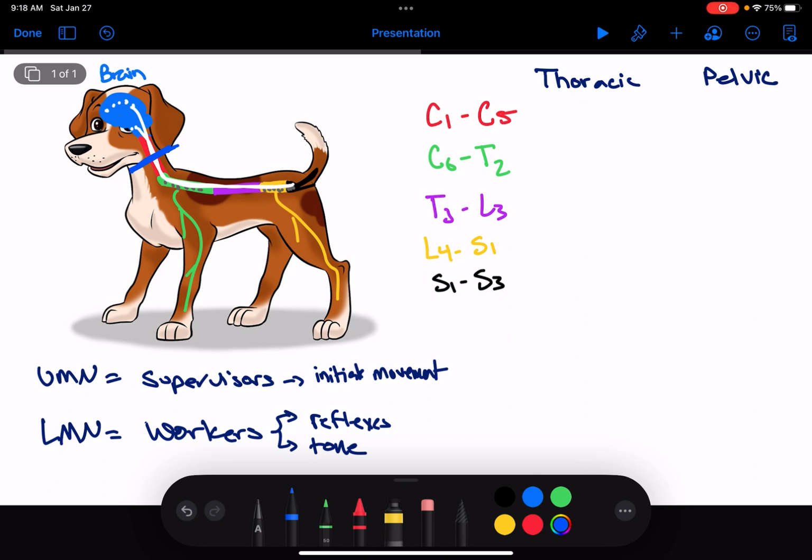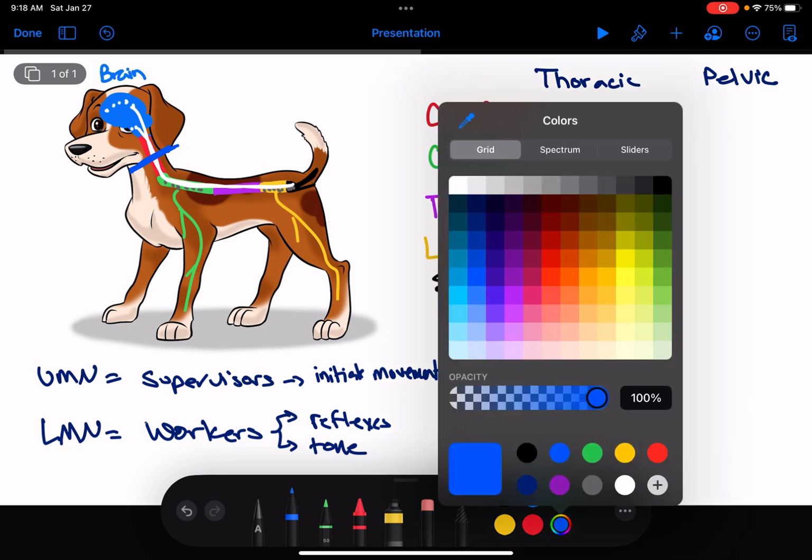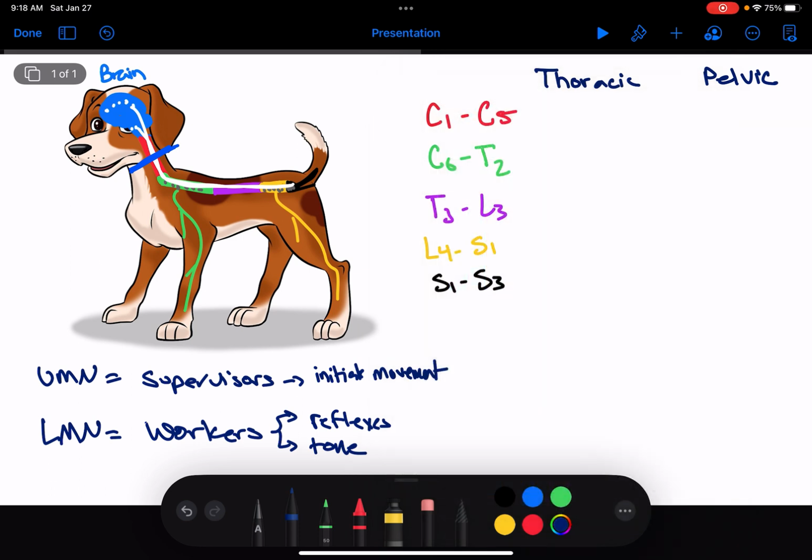All right, and so we basically have effectively cut off the supervisors from the workers. And so what we'll see then, we term as upper motor neuron signs. Okay, and so you'll see that people talk about that, saying that, oh, my thoracic limb is now going to have upper motor neuron signs, and my pelvic limbs will have upper motor neuron signs. And I'd like to talk a little bit about what that means.